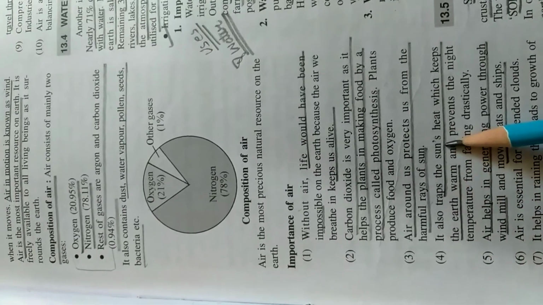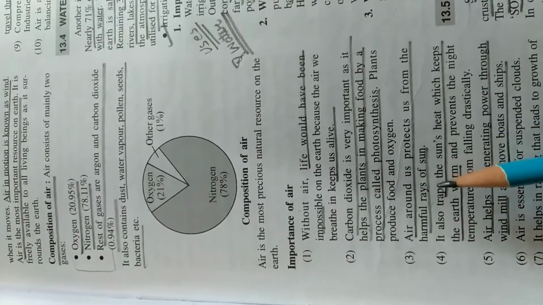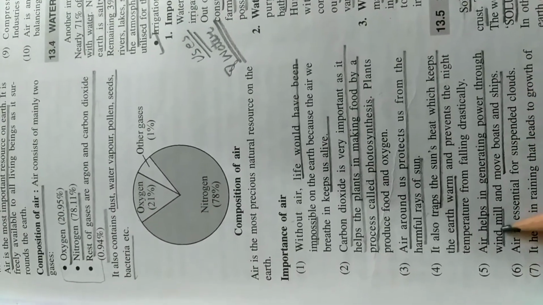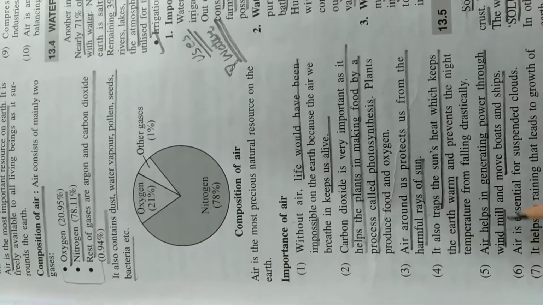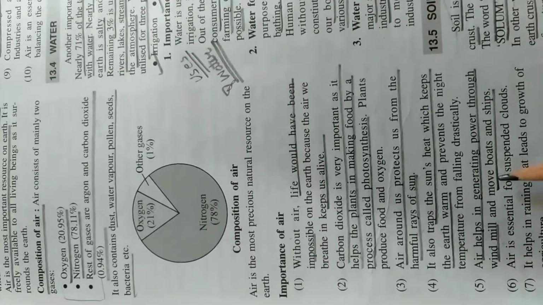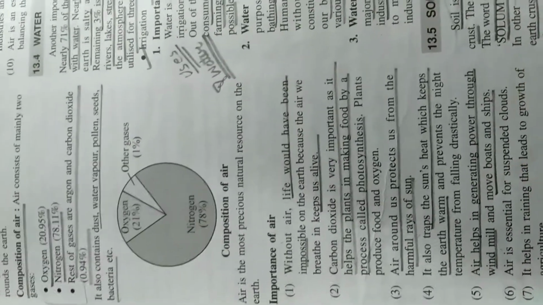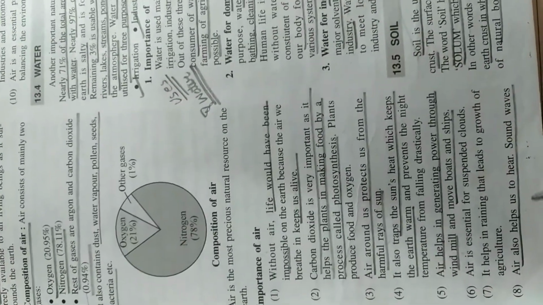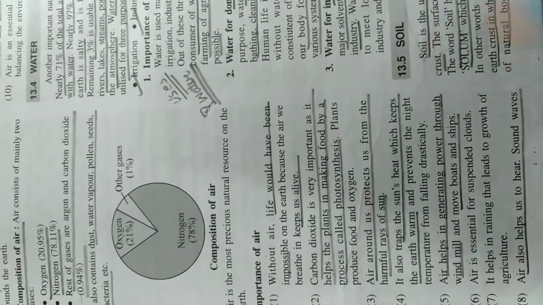It traps the sun's heat, which keeps the Earth's atmosphere warm. Then air also helps in generating power through windmills. You must have seen windmills. With the help of air, they generate power. And it also helps in moving sailboats and ships. Besides this, air also helps us to hear because sound waves travel only through air. So these are certain points of importance of air.